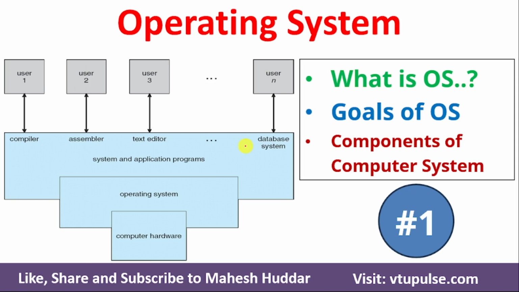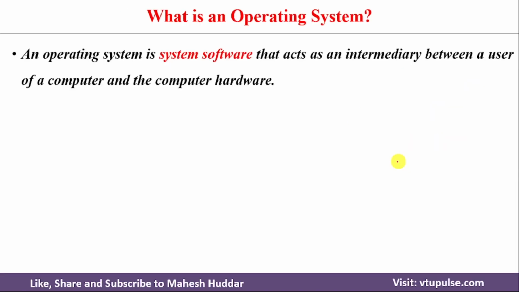In this video, I will discuss what is operating system, what are the goals of operating system, and what are the components of computer system. First, we will understand what is an operating system. Operating system is a system software that acts as an intermediary between a user of a computer and the computer hardware. There exist two kinds of softwares.